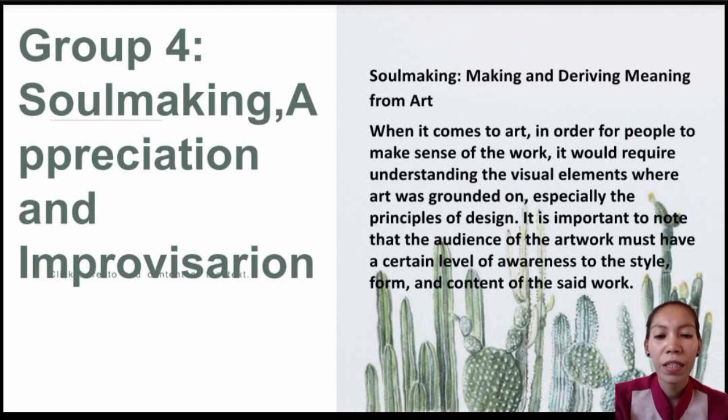Soul making and deriving meaning from art. In order for humans to make sense of language and derive meanings from words, semantics and grammatical rules are important limits to be considered. Aside from this, context and symbolism are also considered to interpret and analyze either verbal or written works. When it comes to art, in order for people to make sense of the work, it would require understanding the visual elements where art was grounded on, especially the principles of design. It is important to note that the audience of the artwork must have a certain level of awareness of the style, form, and content of the said work. Without such understanding, it would be difficult to appreciate the visual arts in its fullness and entirety.